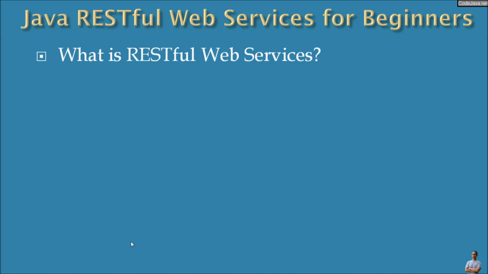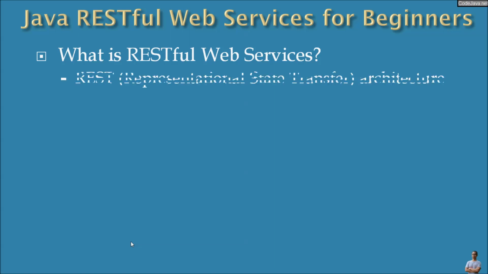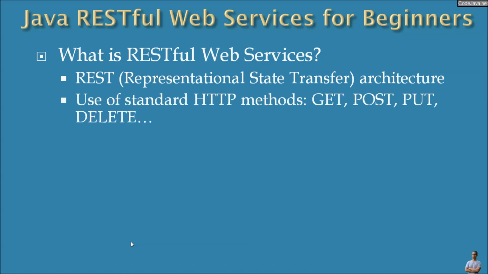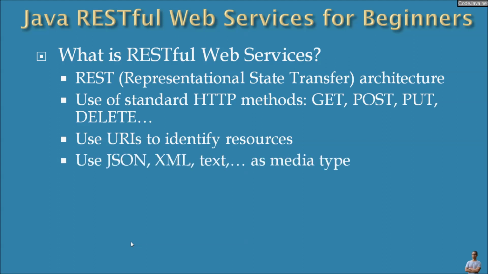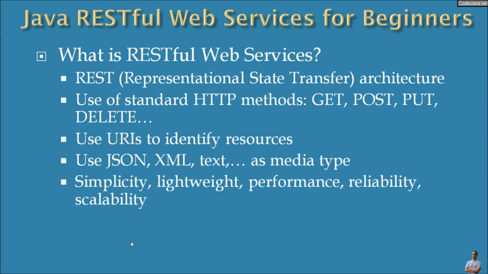First, let's understand what is RESTful Web Services. RESTful Web Services is a programming model based on REST, representational state transfer architecture. It makes use of standard HTTP methods like GET, POST, PUT, DELETE to change the state of resources identified by URIs. And it uses JSON, XML, text as the media type for the data format exchange between server and client.